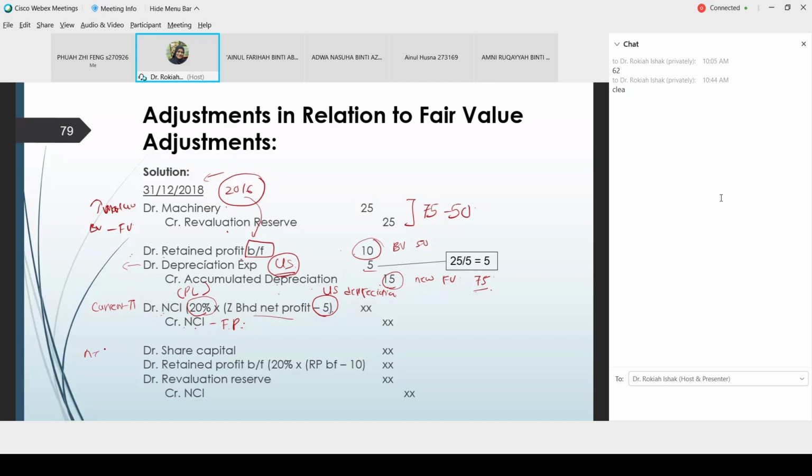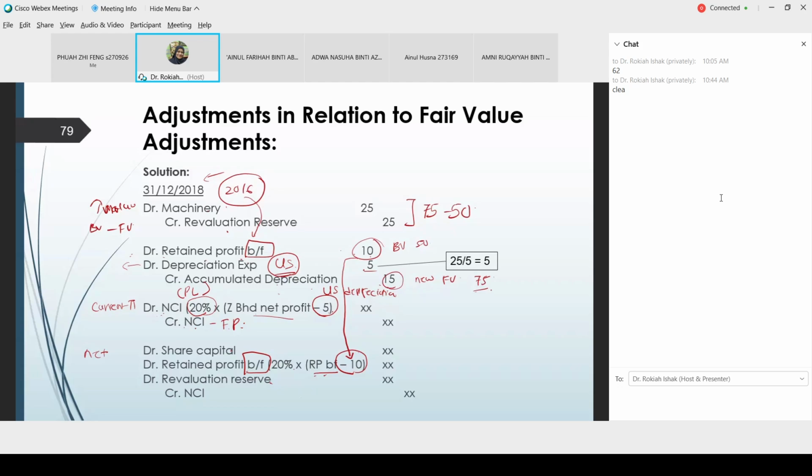Okay, for the share of net assets, share capital, and retained earnings brought forward here, the retained earnings brought forward is minus 10. Why? Where does this one come from? From here. Minus 10 brought forward. How much is your RE brought forward? Minus 10 from here. And then you need to times it by 20% for the revaluation reserve and the NCI.